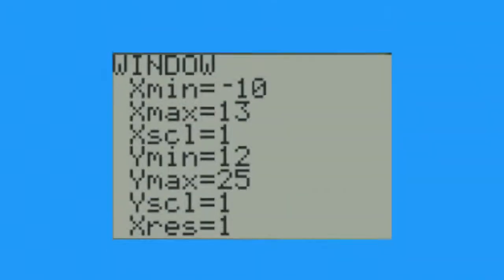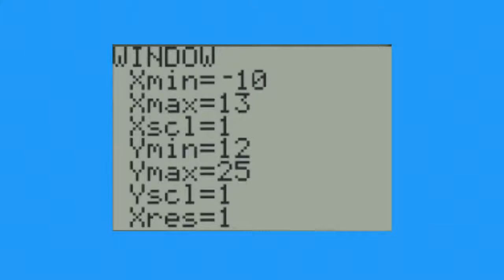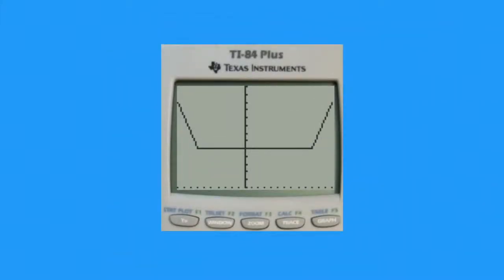Once I do so, I see the following picture. I'm going to continue to tinker with my X min and X max values as well as my Y min and Y max values. I would encourage you to do the same. After playing with the numbers for some time, I settled on the following settings. Take a look. How does this compare with your own choices? When I press graph now, this is what I see.